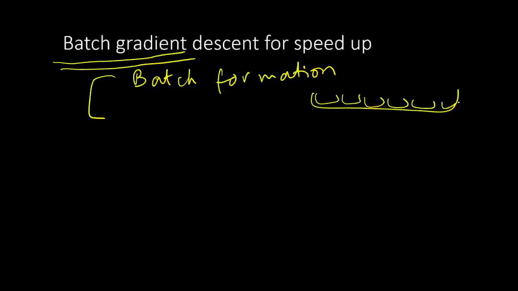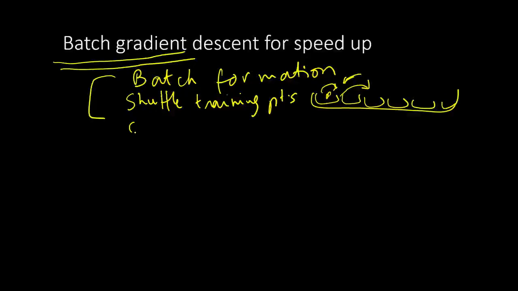So we are not computing for one sample at a time, and we are not computing for all the samples together; we are doing something in between. We are computing the gradient for one batch at a time. These are randomly shuffled, all the training points are shuffled anyway, and after that we create the batches. So batch formation is: shuffle the training points, and then create batches. Divide the training set into batches.